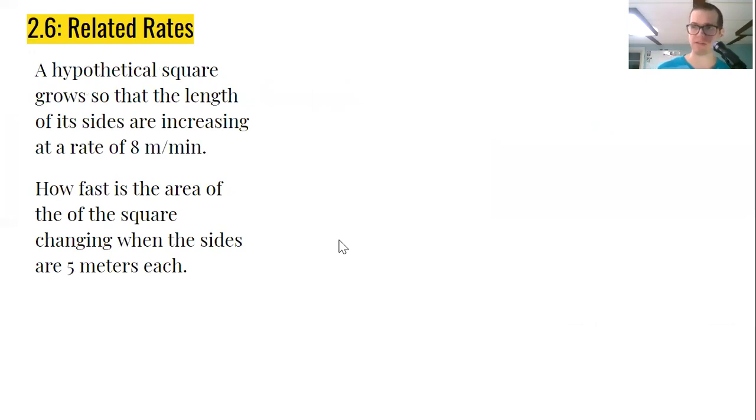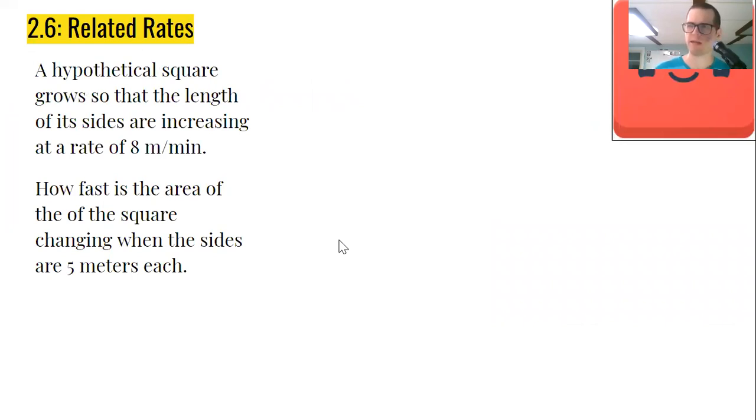So I want to go with the hypothetical square. It grows so that the length of its sides are increasing at a rate of 8 meters a minute. How fast is the area of the square changing when the sides are 5 meters each? So when I'm hearing that, there's a couple different things I hear. I hear side lengths and I hear area. So I should try to get an equation that has side lengths and area in it so I can work from there.